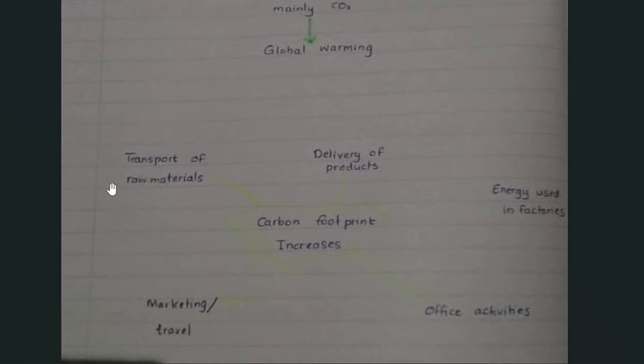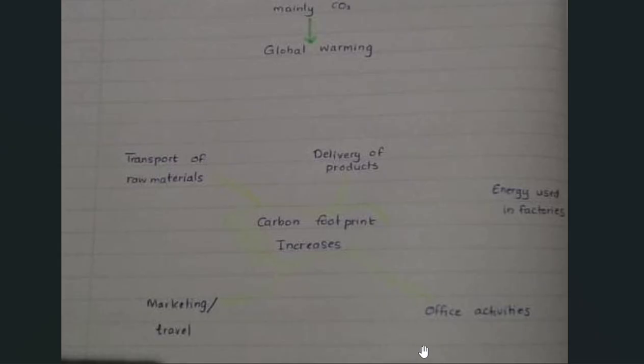So transport of raw materials. Transportation of raw materials and people, anyway, it's happening, right? Yes. Then another one is delivery of products. When there are more deliveries, more carbon is emitted. Energy used in factories. Now factories also use fossil fuel. So more energy used in factories means more carbon footprint is given out.